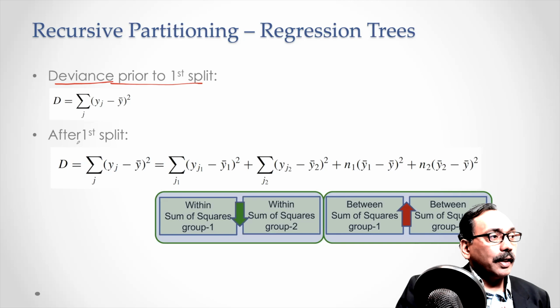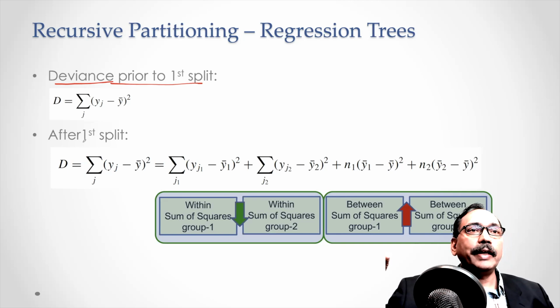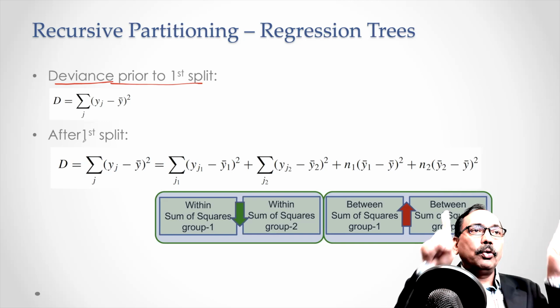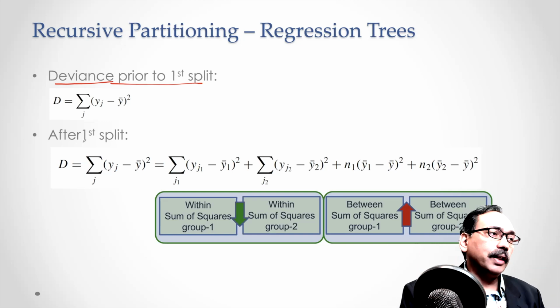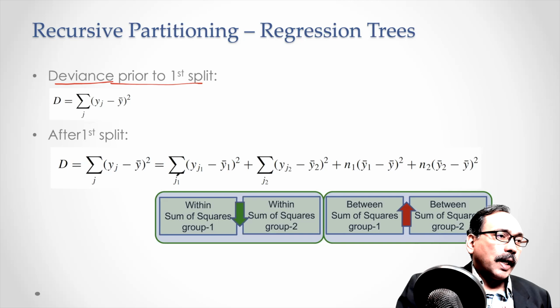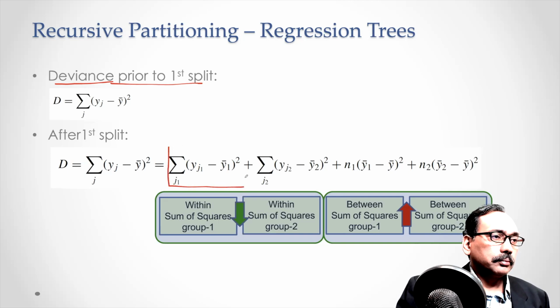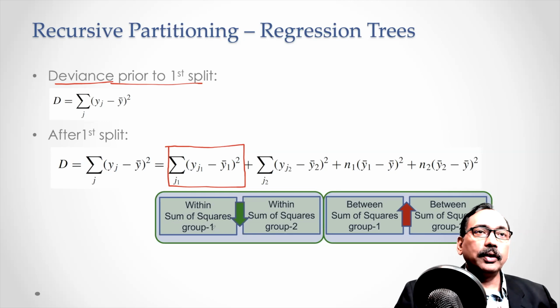And then what happens after the first split? After the first split we have two nodes, so the whole data gets broken into two parts. So you have one part here, and this is the within sum of squares for group 1 or part 1.